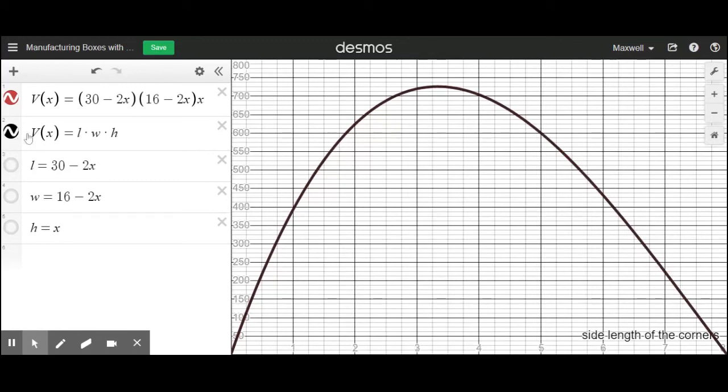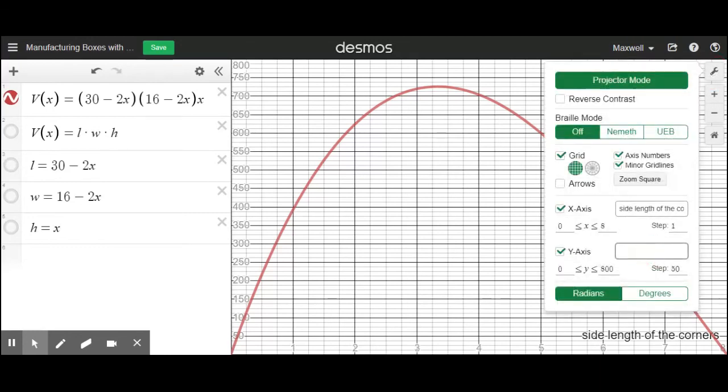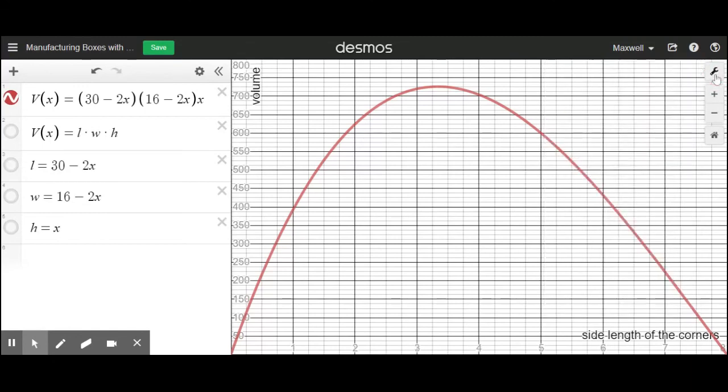You notice that these are the same. We can just get rid of this. And we're looking at our red equation, which isn't the full cubic polynomial, but we're only now looking at the part of the domain that makes sense for our box problem that we've been working on during this video. Also, we forgot to label our y-axis as volume. Now we add that in.